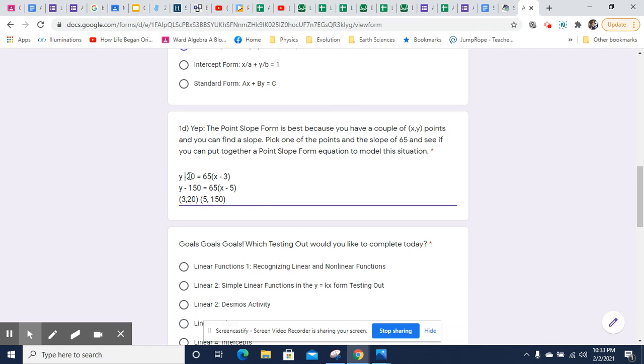Both of these will graph the exact same line. It has a very steep slope of 65. It will go through the point (3, 20), and it'll also go through the point (5, 150). All right, I hope that was helpful.